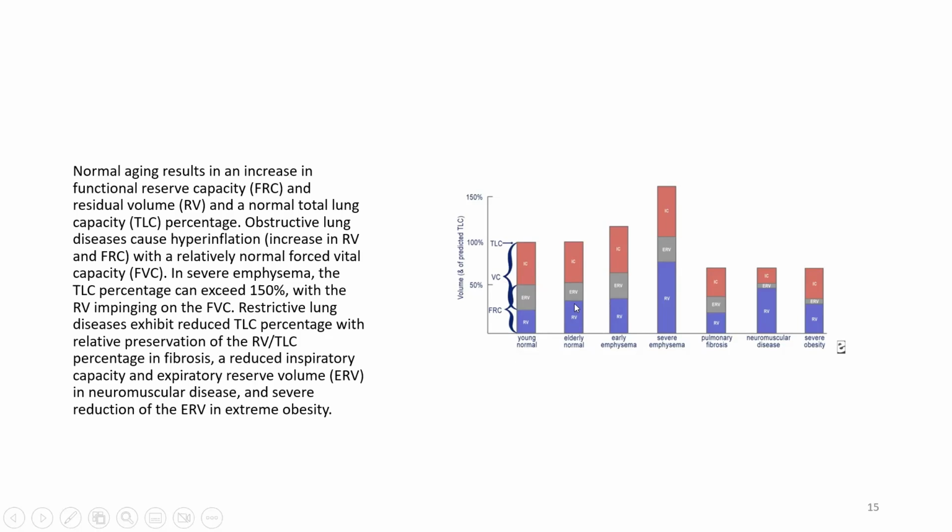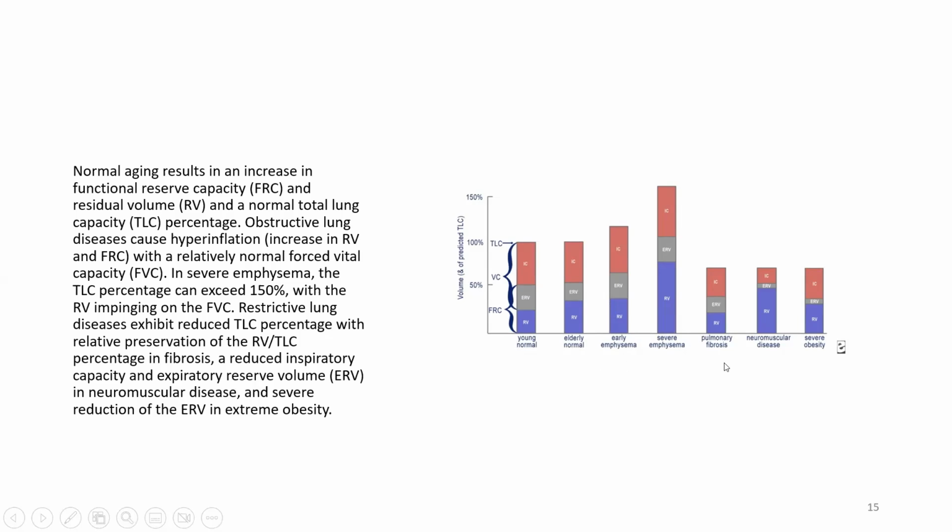In an elderly man, the residual volume increased a little. This is in the geriatric population. This is a normal physiological change. The residual volume increased slightly, but the total lung capacity is preserved. In early obstructive lung disease, COPD or emphysema, the residual volume increased, expiratory reserve volume increased, inspiratory capacity increased, which means that the total lung capacity increased. In severe emphysema or COPD, the total lung capacity markedly increased, residual volume markedly increased, expiratory reserve volume slightly increased, inspiratory capacity increased. The net result is the total lung capacity increased.